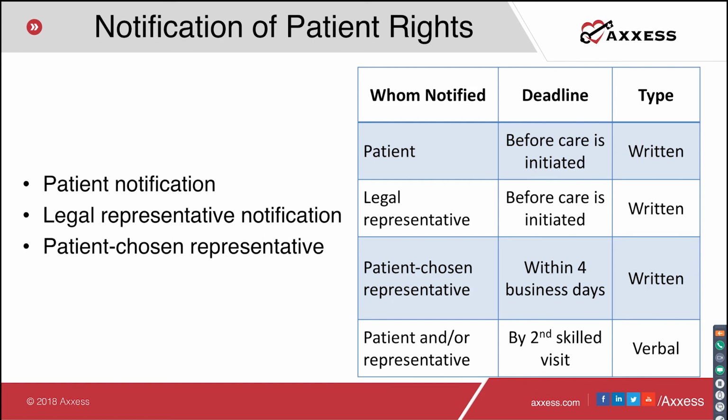And then by the second skilled visit, the patient and or the representative have to also receive a verbal explanation of the patient's rights, and this verbal explanation has to be in the patient's language of choice. So if English is not their primary language, they have to get these rights in whatever language they choose. And we also have to make sure that we inform the patient that there is an interpreter available. Even if they choose to have a family member or friend be their interpreter, we have to let them know that interpretation services are available free of charge, and that they have the right to choose whomever they want to be their interpreter.